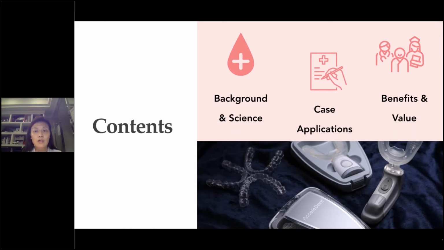We will review a little bit on the background and science of the biology of tooth movement. And then we're going to take a look at some cases that I did with the vibration technology and how implementing the device has benefited and added value to my practice for the past few years. I'm still new to this technology, but I have gained some experience, and it's really awesome to be able to share it all here today.